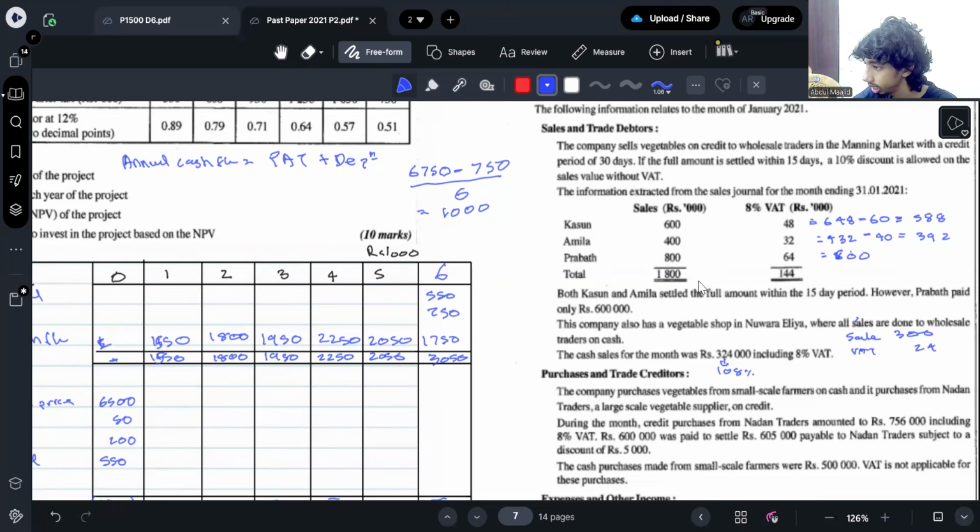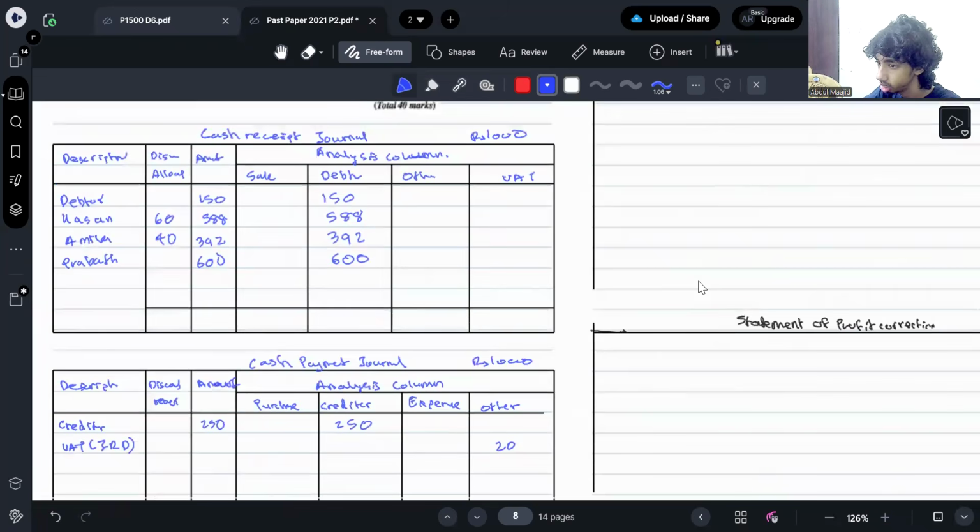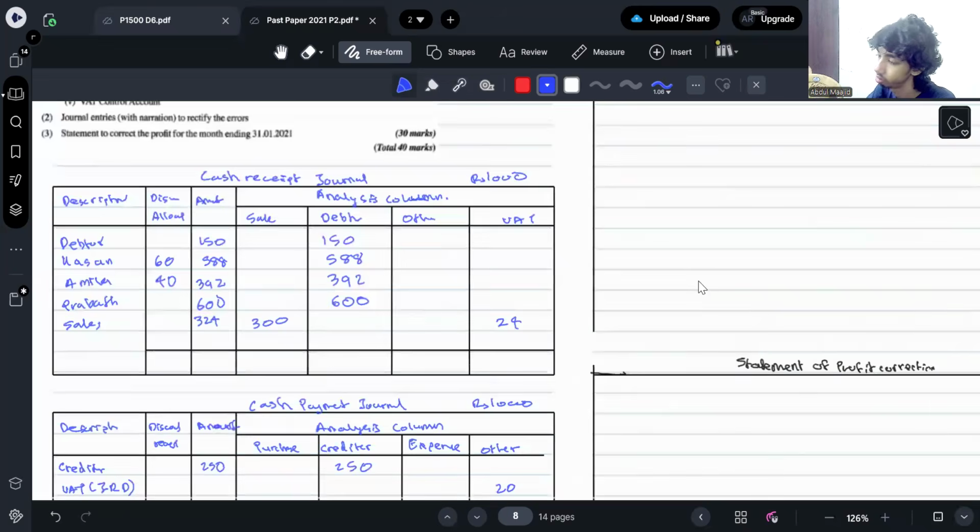Okay, the VAT is 8% calculated on the sale value, which is 100%. But I said this is 108%. So you're getting this entire amount in cash. You can say sales 324. Out of that, the sale value is 300. The VAT amount is 24.